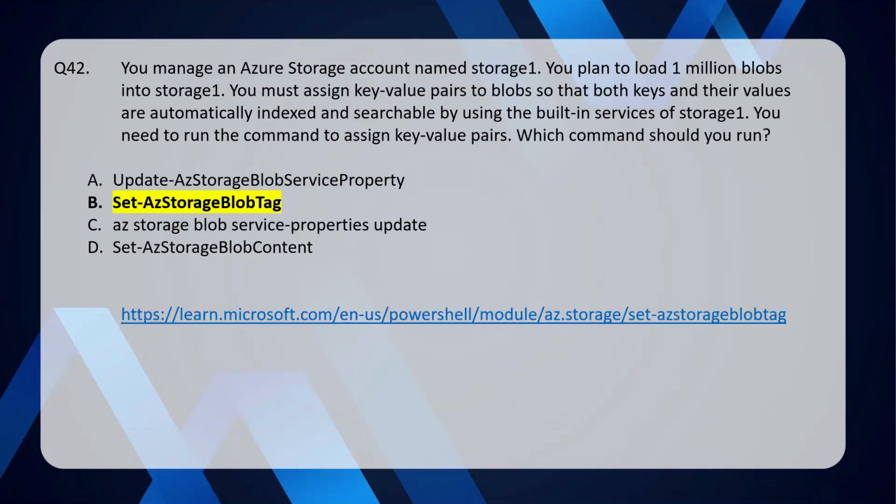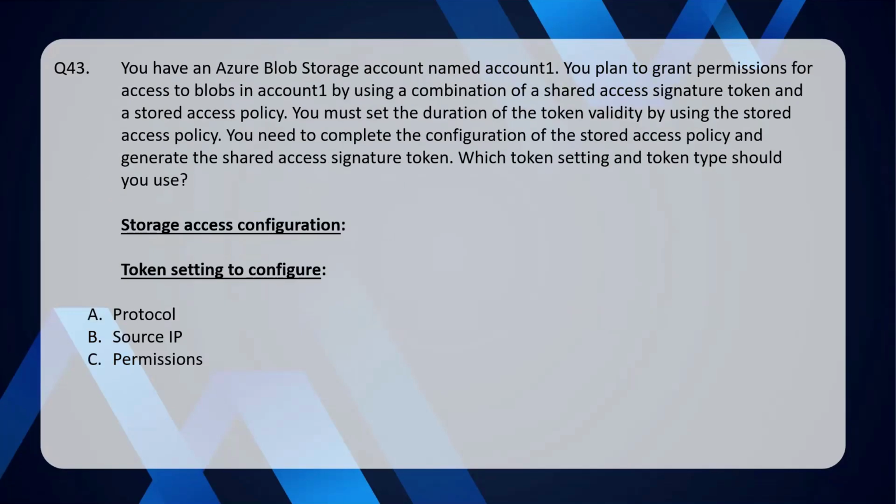Now update AZ storage blob service property is used to update service-wide properties, which are like CORS, metrics, delete retention of a storage account. Now AZ storage blob service-properties update is the Azure CLI equivalent of the previous PowerShell command. And set AZ storage blob content uploads a file to a blob but does not directly assign tags. Next question. You have an Azure blob storage account named account1.